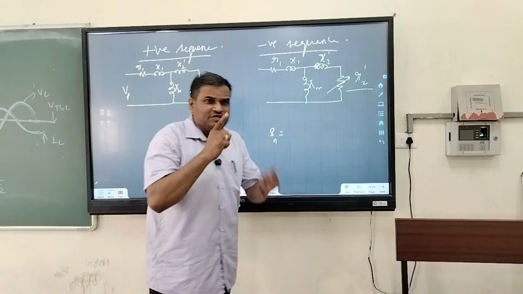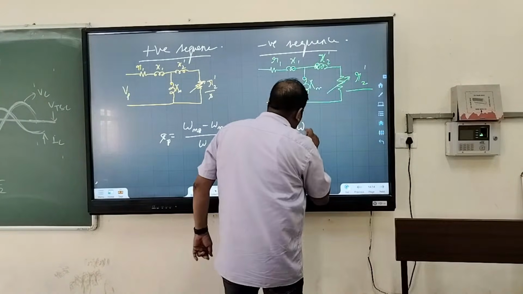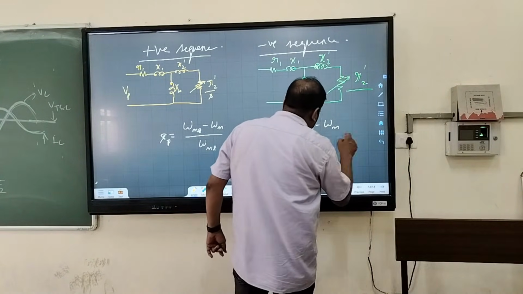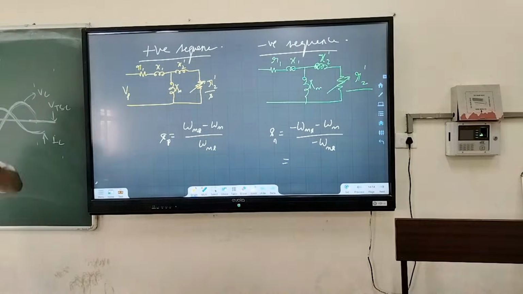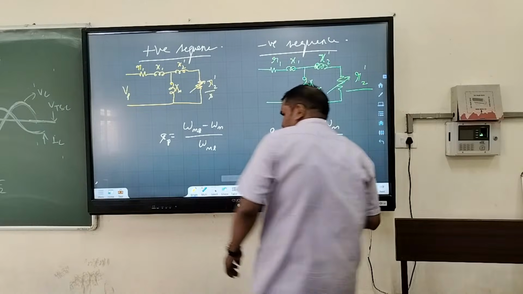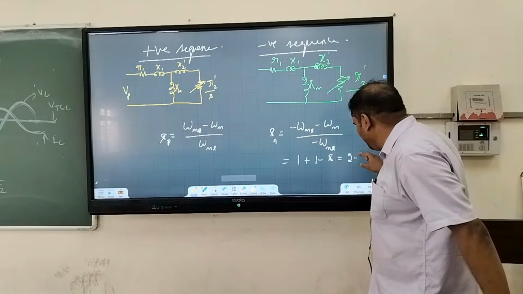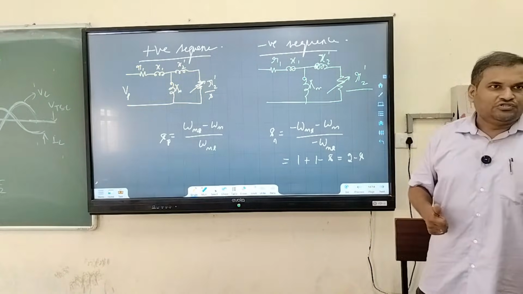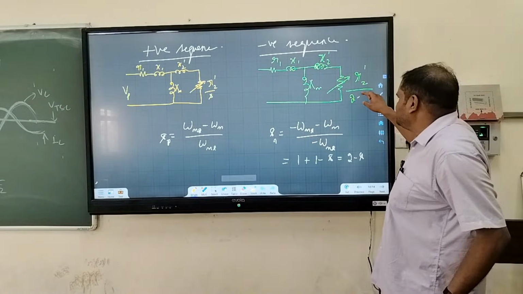Negative sequence means the flux is rotating in the anti-clockwise direction. So this is minus omega ms, minus omega m, divided by minus omega ms. What is this value? Quickly tell. This is 1 plus 1 minus s. This ratio is 1 minus s. So this value is actually 2 minus s. So instead of R2 dash by s, I can write here R2 dash by 2 minus s.